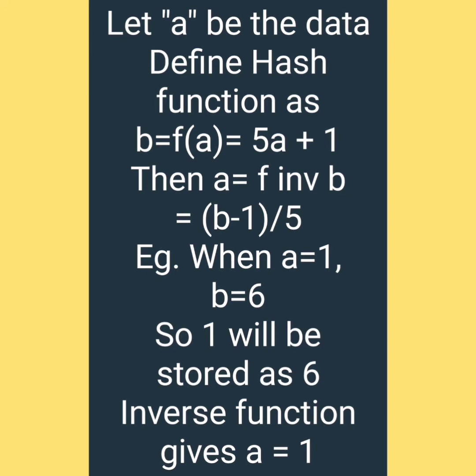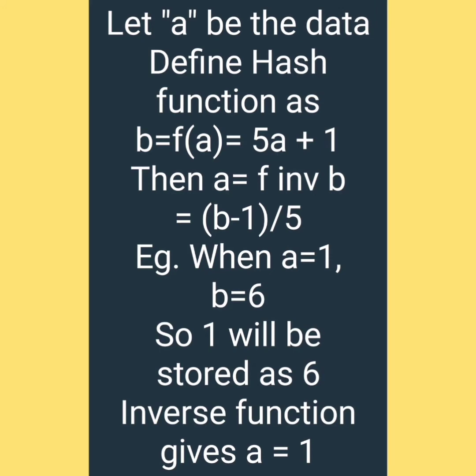Then, to get back the original value after mapping, you have to take F inverse of B. A will be F inverse of B. So from this, since B is equal to 5A plus 1, you will find A will be equal to (B minus 1) divided by 5.